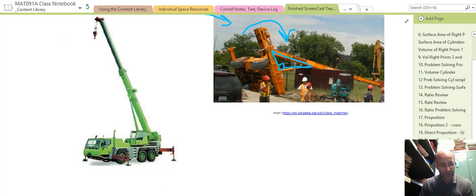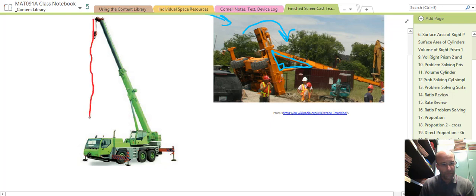On this other crane, which hasn't fallen over, we can draw a right angled triangle too. Like so. It's a bit rough, but you get the idea. So we have a right angle here, even though mine's not very neatly drawn. And we've got the main arm, or the jib, forming the hypotenuse.